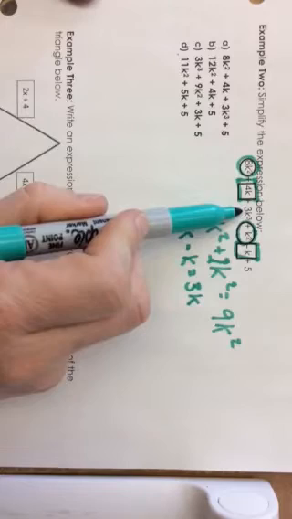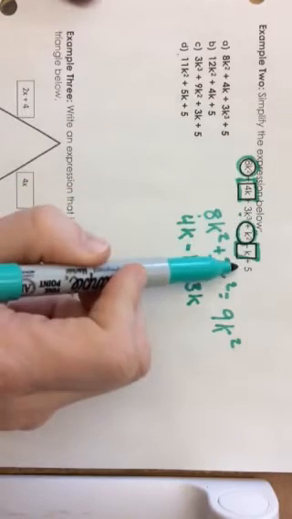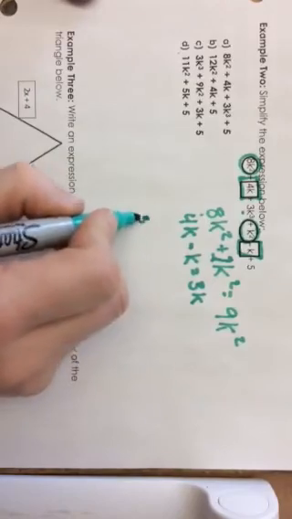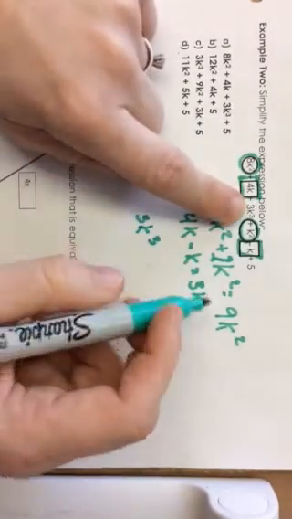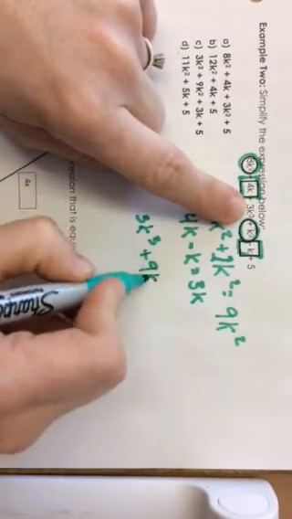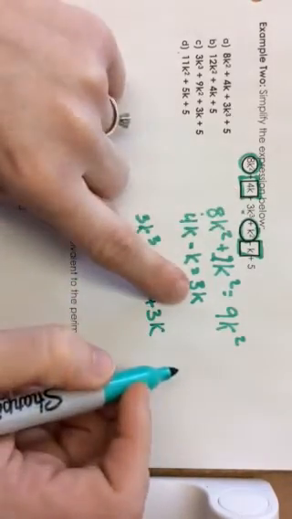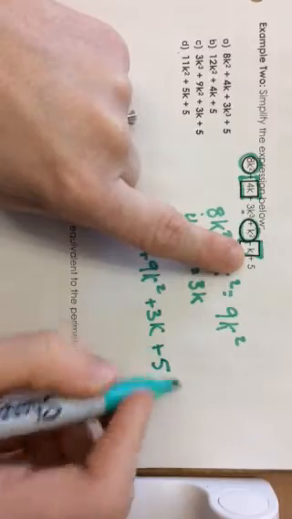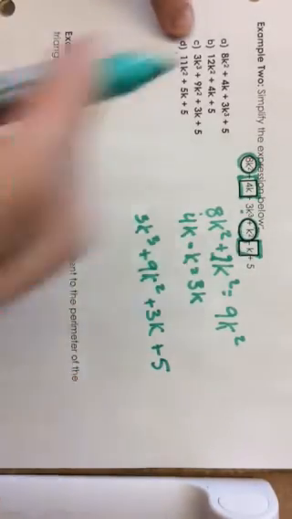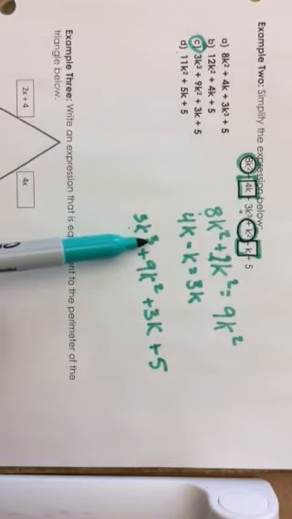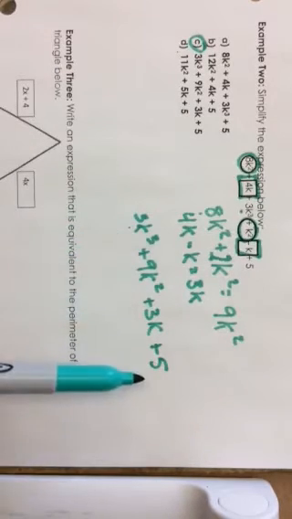I don't see any like terms for 3k to the third, so that stays, and I don't see any other constant. So I'm looking for 3k to the third, which I got from here, plus 9k squared, which I got from here, plus 3k, which is from here, and then don't forget about that constant. And there we are right here. One way to remember is when you do the order, I always put the variable raised to the larger power in the front, and then I just put it in order.